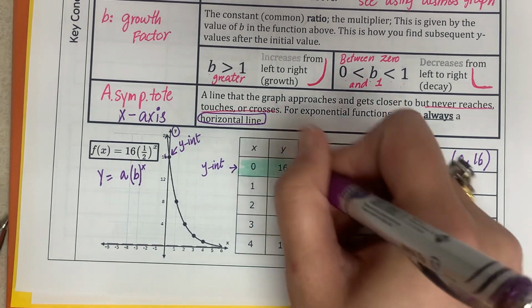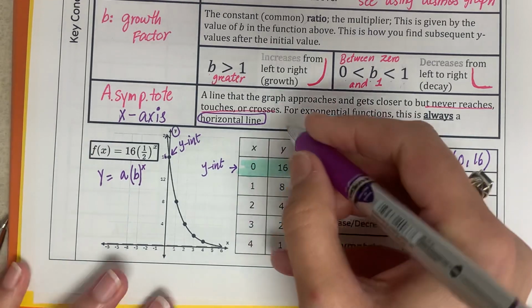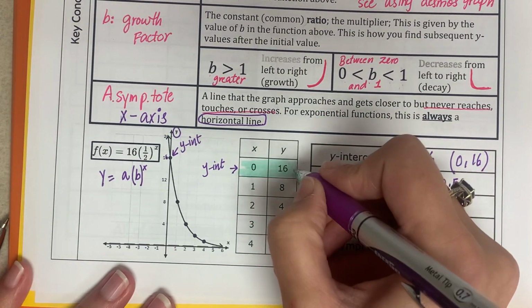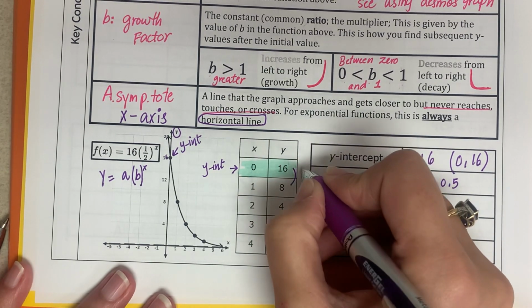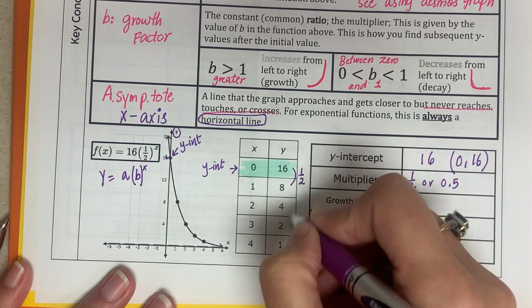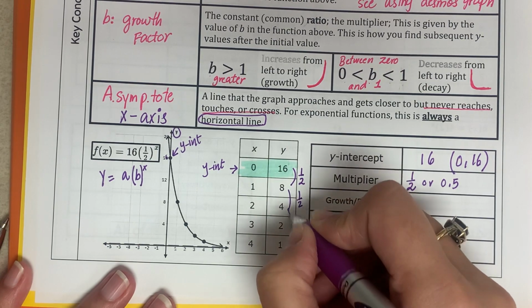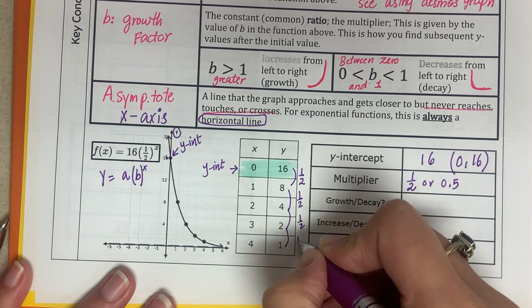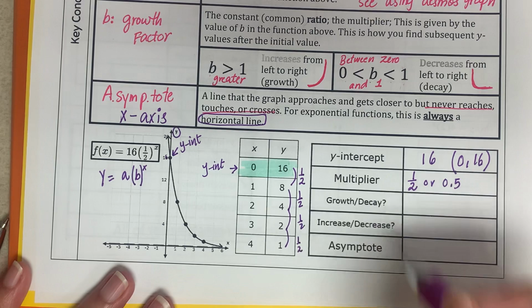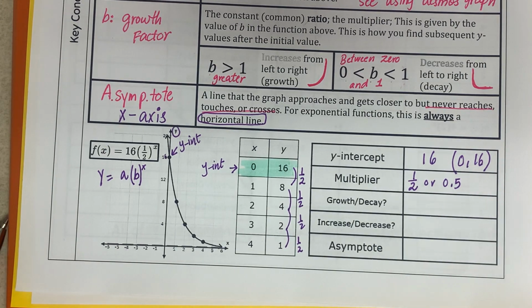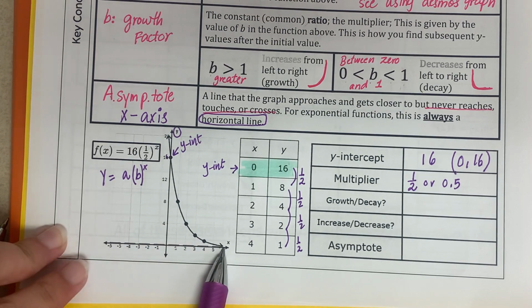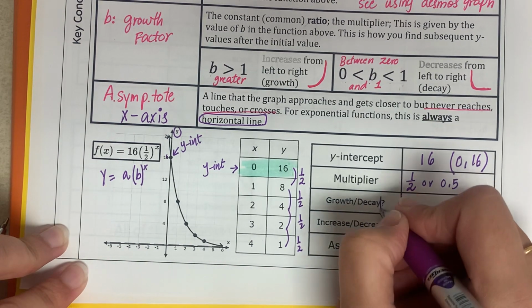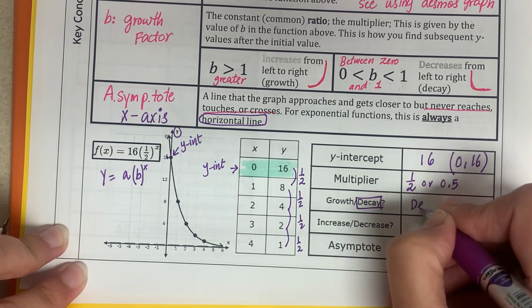I can also calculate that value from the y values. How did 16 go to 8? It was half. 8 to 4, again half. 4 to 2, again half. 2 to 1, again half. So that was my multiplier. Now, is it growth or decay? Look at the graph. It's going down. So this has to be a decay.